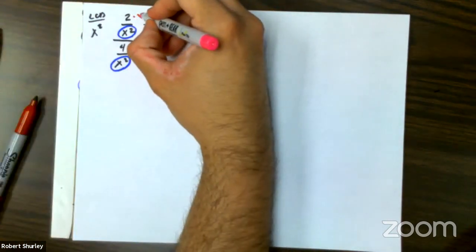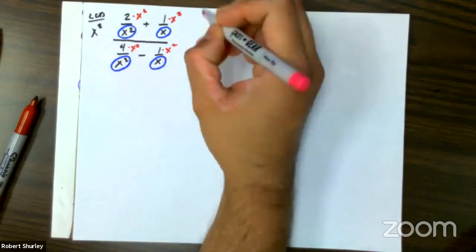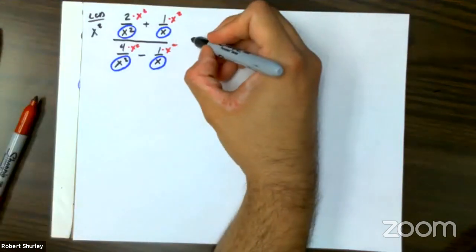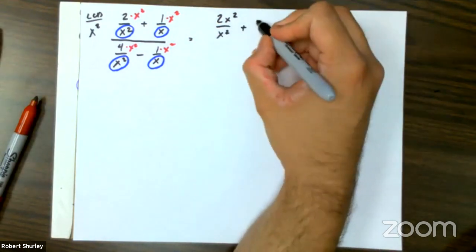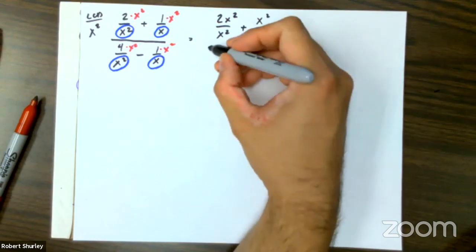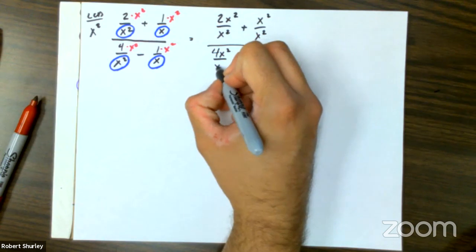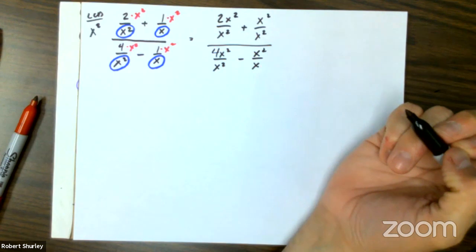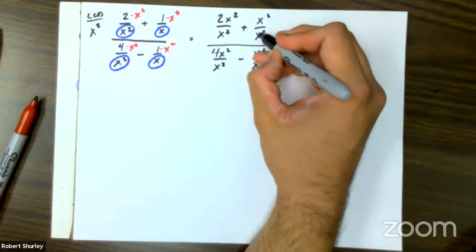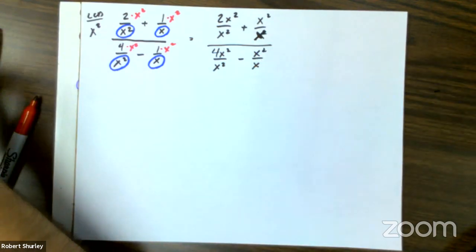Okay, so I'm going to keep working if you're working. But I'm going to have to multiply x squared to all of these. So I wind up with 2x squared divided by x squared plus x squared over x squared, all over 4x squared over x squared minus x squared over x, right? Wait. Do I have one of these wrong? Oh, this is just an x, isn't it? That's not an x squared. Okay, so then let's go to canceling.